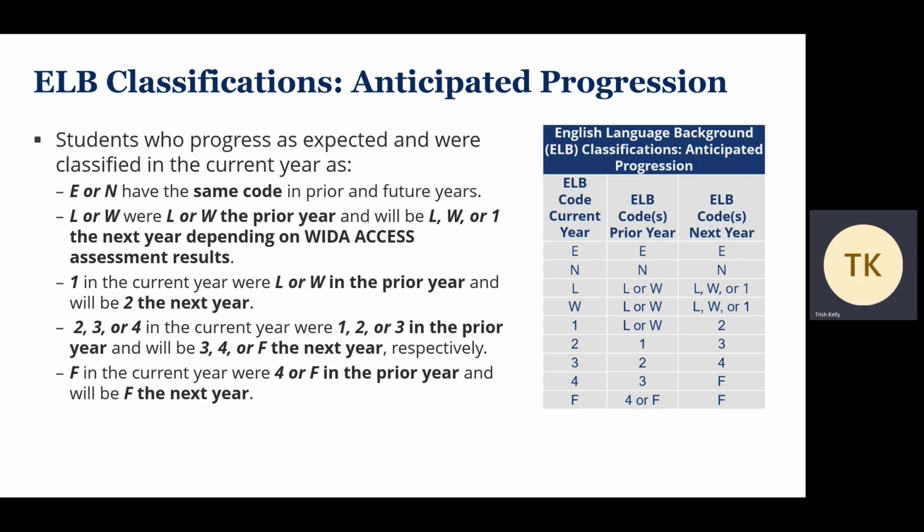Students who are 1 in the current year were L or W in the prior year and will be 2 the next year. Students who were 2, 3, or 4 in the current year were 1, 2, or 3 in the prior year and will be 3, 4, or F the next year, respectively. Students who were F in the current year were 4 or F in the prior year and will be F in the next year. We hope this table and this explanation will be helpful to you as you're coding your students.